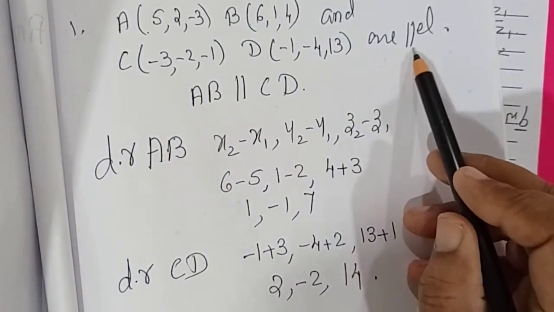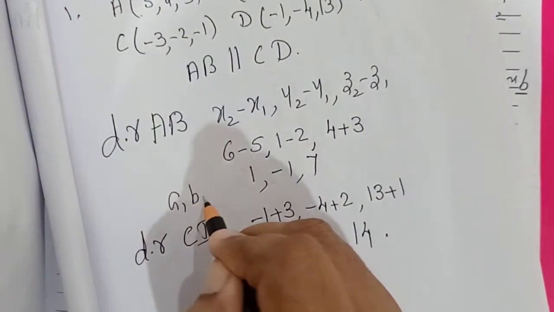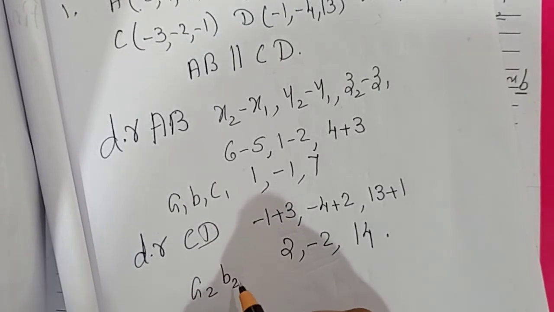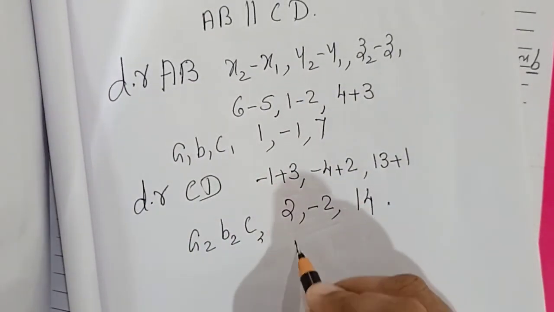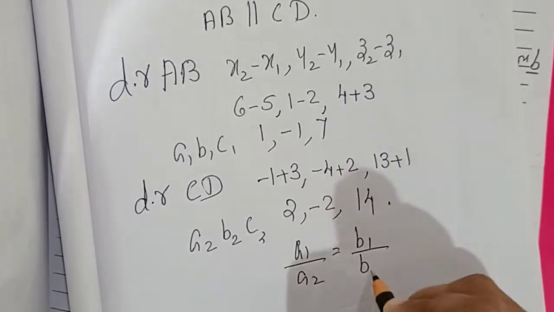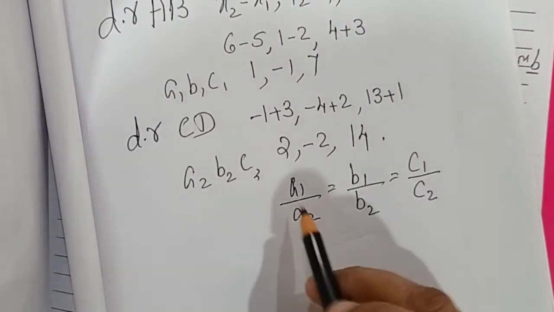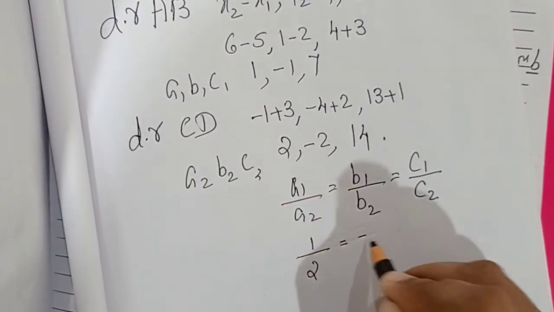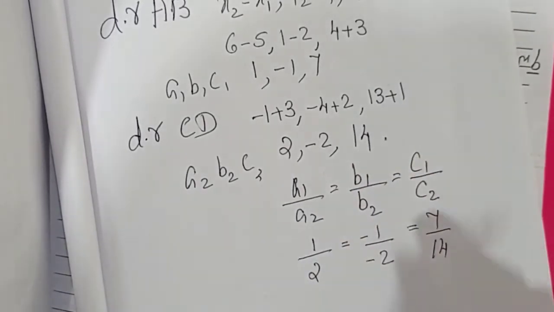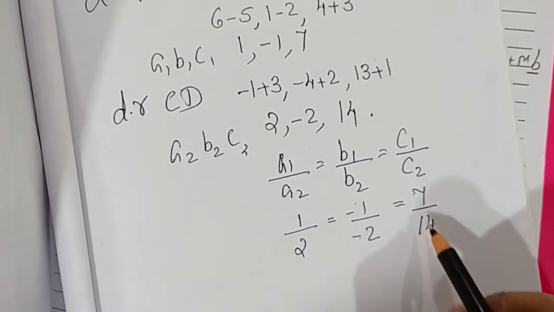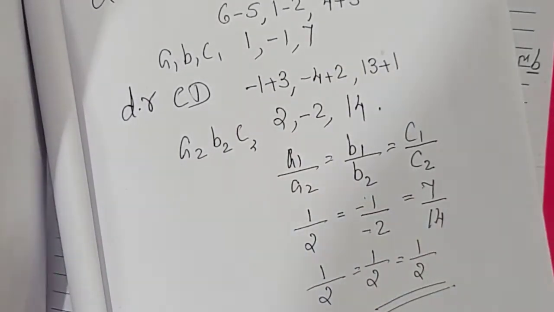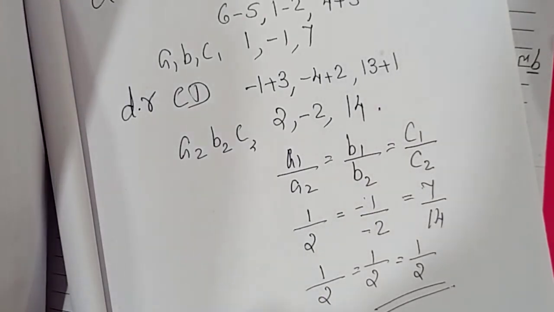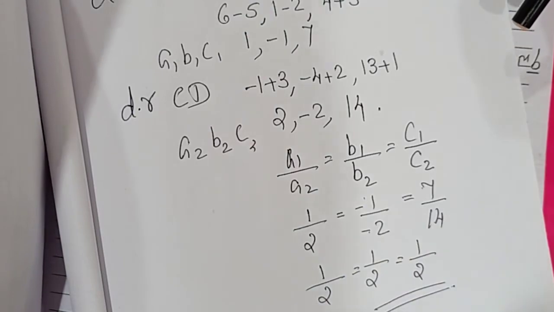Our aim is to prove that these two lines are parallel. We can mark the first one as A1, B1, C1 and the second direction ratios as A2, B2, C2. Then what is the condition if they are parallel? A1 by A2 is equal to B1 by B2 is equal to C1 by C2. That is, 1 by 2 equal to minus 1 by minus 2 equal to 7 by 14. Minus and minus cancel, 7 and 14 cancel. The final result is 1 by 2 equal to 1 by 2 equal to 1 by 2. That means the lines are parallel. Understand? To prove that these lines are parallel, this is the condition.